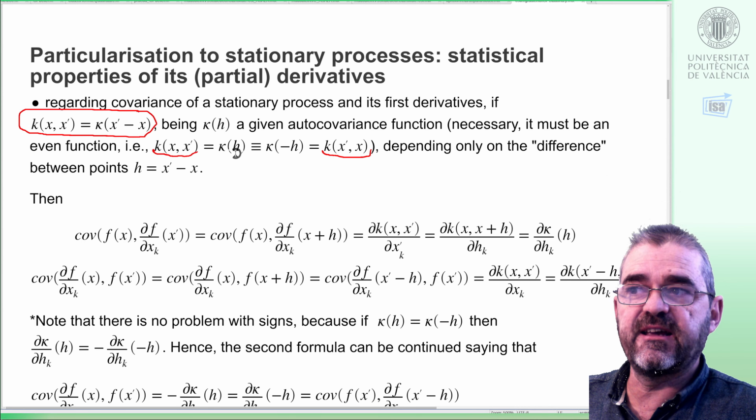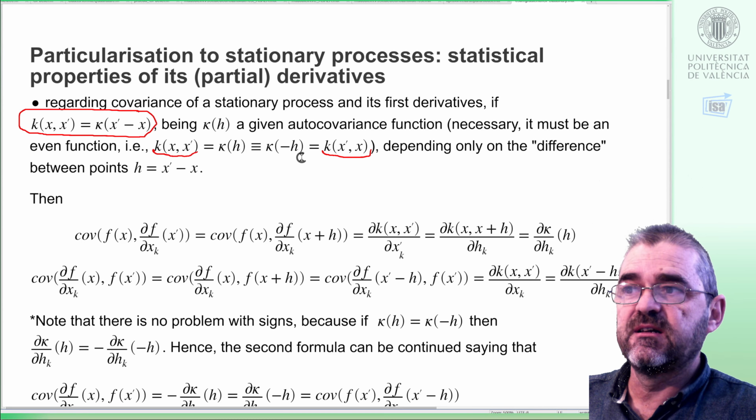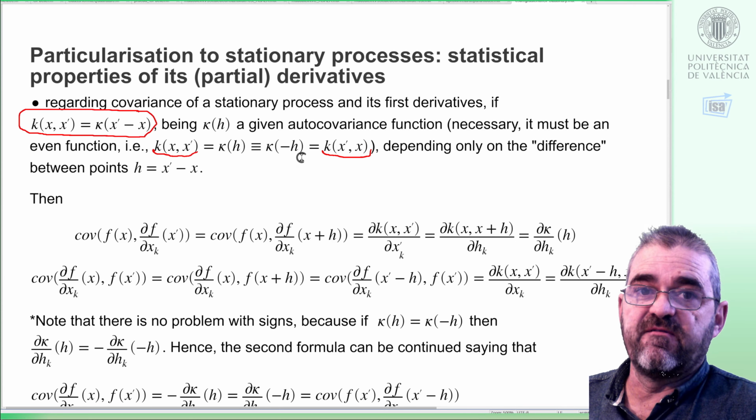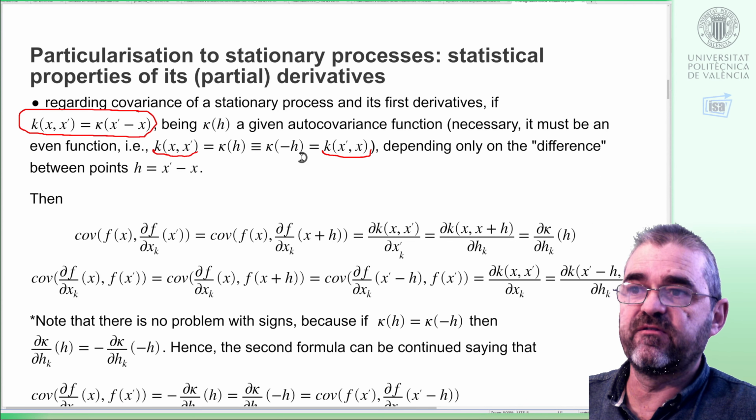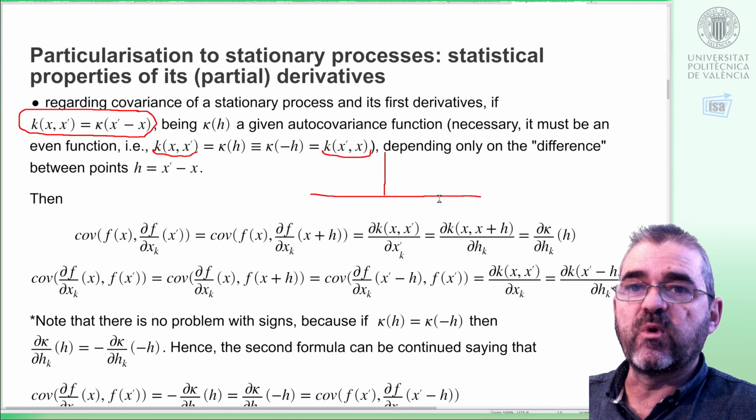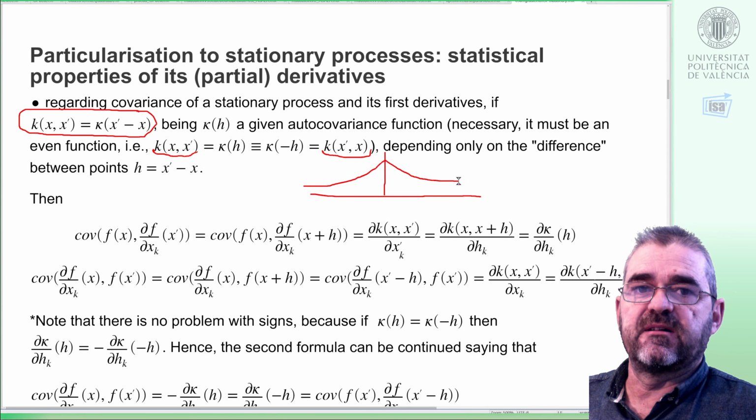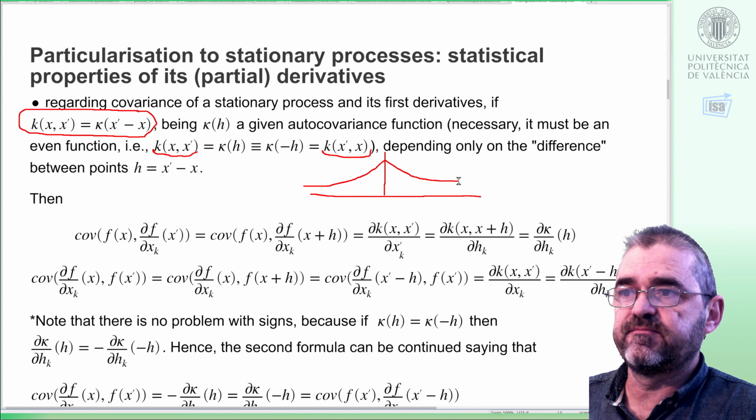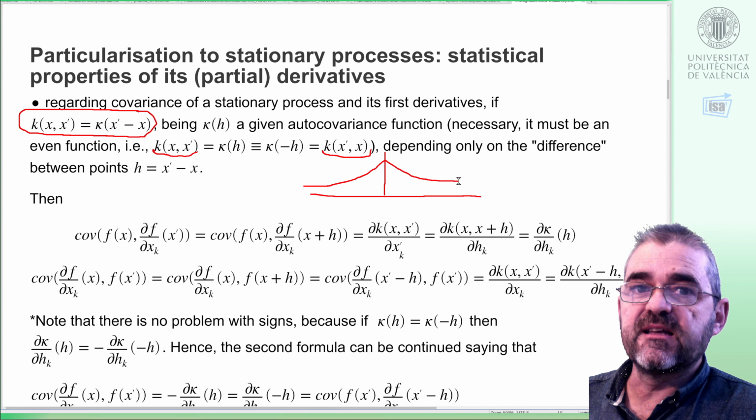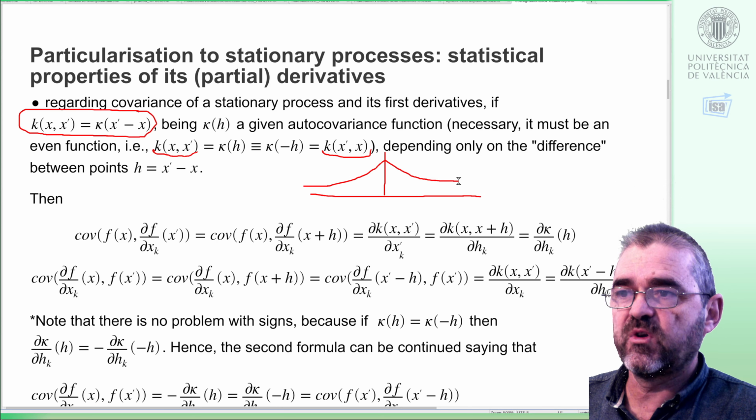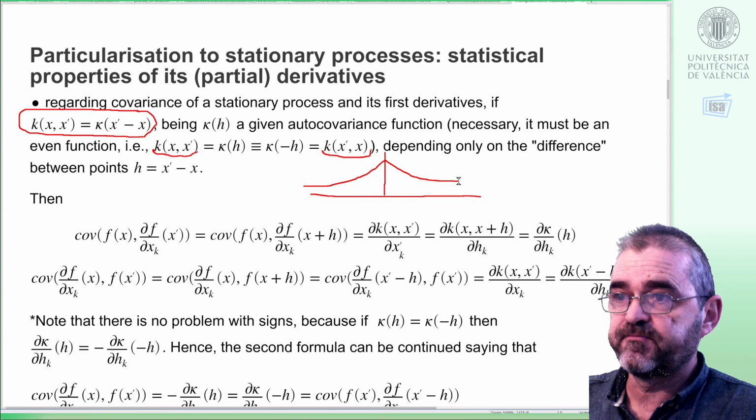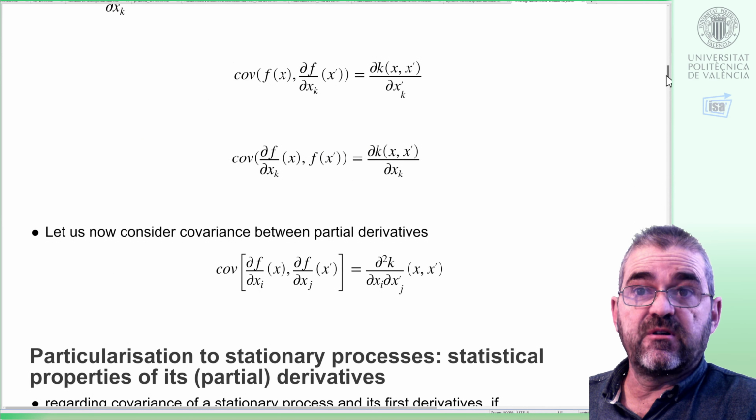So if I replace h by minus h, kappa must give me the same value, so it must be an even function. If x is one-dimensional, then kappa must have this symmetry. Otherwise, it would be meaningless in a statistical sense. Good, so this is a stationary process. Everything I explained up to now is basically a summary of previous content.